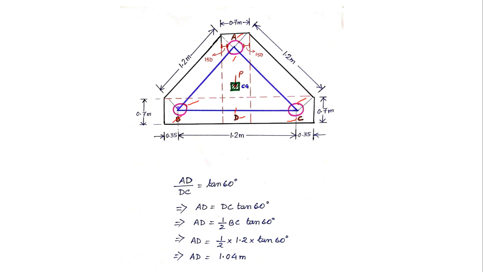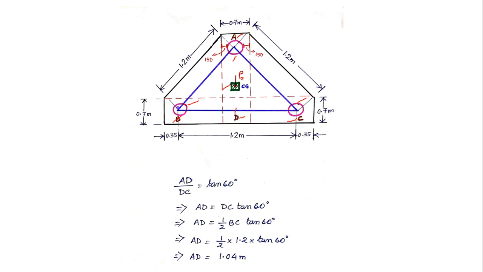Now you can see that there is a square over here. This is the square, green colored. So this square is actually the column. Now we know that the column is carrying an axial load of 500 kilonewton. So I have denoted that axial load by P. So P in our case will be 500 kilonewton.